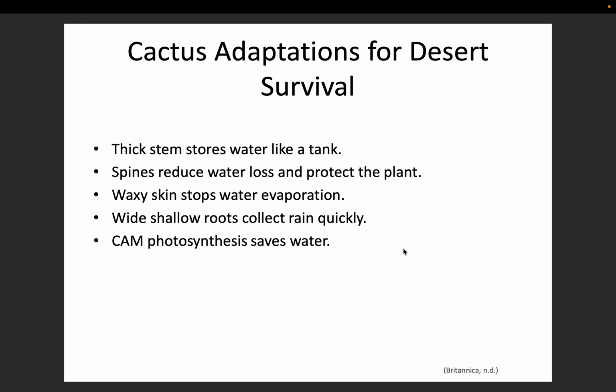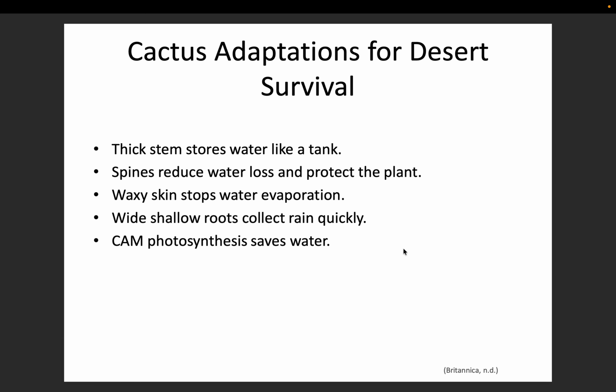Cactus have many other cool traits too. Let me share some of them. Thick stem. The cactus stem is thick and fleshy. It stores water like a water tank. After a rain, the cactus swells up with water, then it slowly uses this water over many dry months.